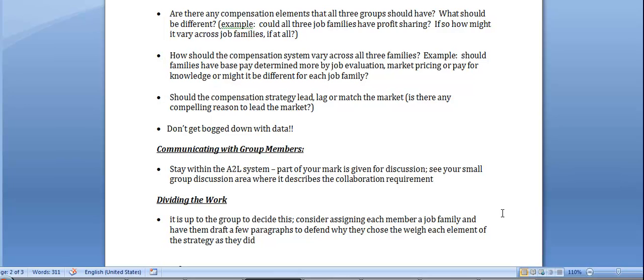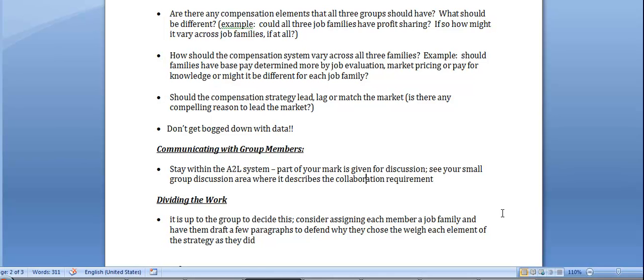Some groups have already asked about peer review, peer assessment, if somebody doesn't pull their weight. We thought about that before we launched the project and before we created this environment. So that's why we required that you stay within the environment, at least to meet the minimum requirements of the collaboration requirement. All right.